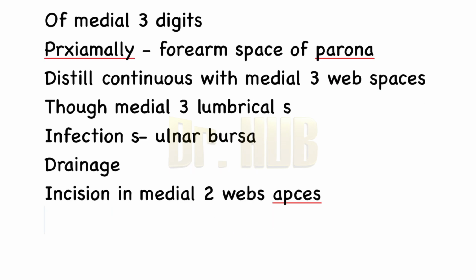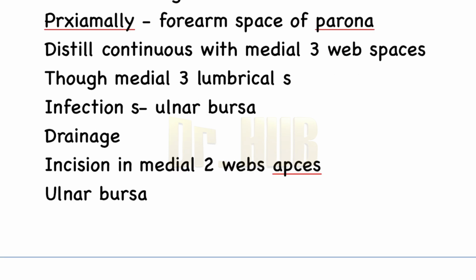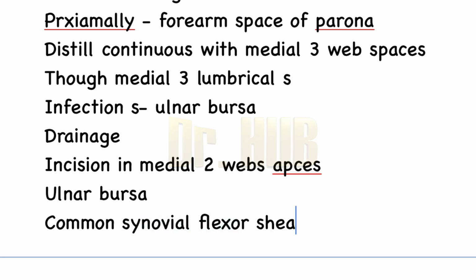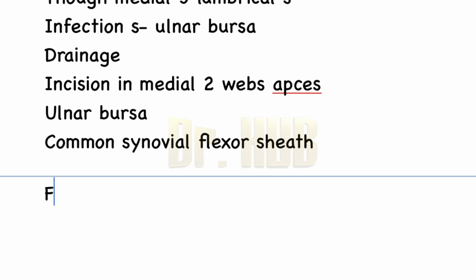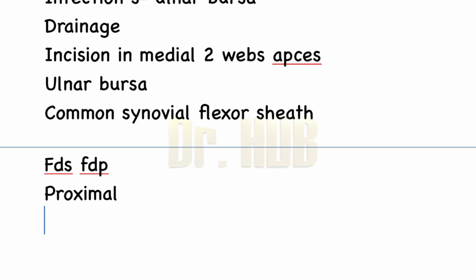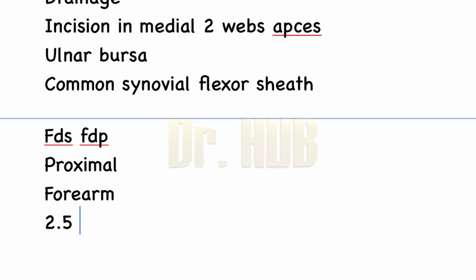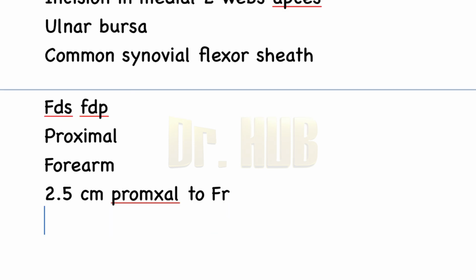And what are the other features? The ulnar bursa is the common synovial flexor sheath, and it envelops the tendons of the FDS as well as the FDP. Proximally, it extends into the forearm, 2.5 centimeters proximal to the flexor retinaculum, FR.